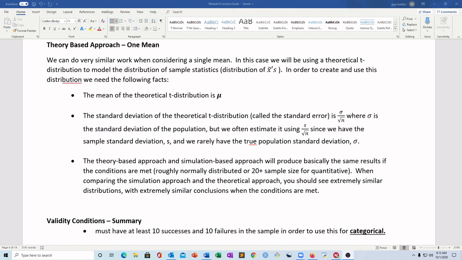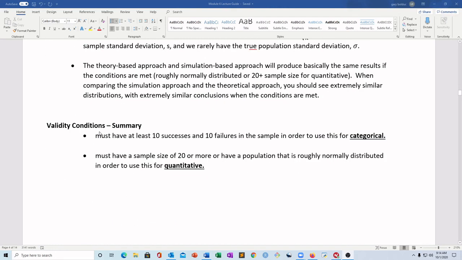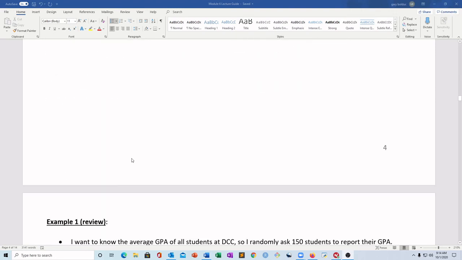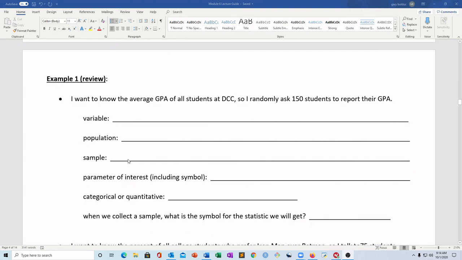And what are the conditions for this? Well, we want our population to be roughly normally distributed. So that's the normal picture. We want to make sure that most people, or whatever we're looking at, are near the middle with some high, some low. Or if we get a big enough sample size, 20 plus for quantitative data, then we can feel pretty confident that this will work regardless of the shape of the original population distribution. All right, so here's a little summary of your validity conditions. And we'll get into examples in the next video.